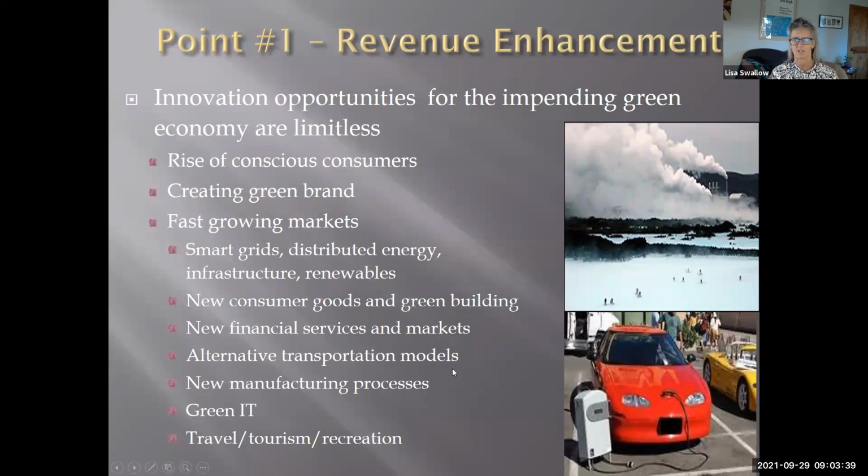Alternative transportation models, we all know that: high-speed rail, electric buses, car sharing, Uber, etc. Green IT, how are we creating mass technology capacity without having to cool all these huge data farms, the proverbial cloud. More and more people traveling in recreation tourism want to have a volunteer experience, or engage in ecotourism. Obviously our energy, this is a geothermal plant in Reykjavik. This is obviously an electric vehicle charging up.